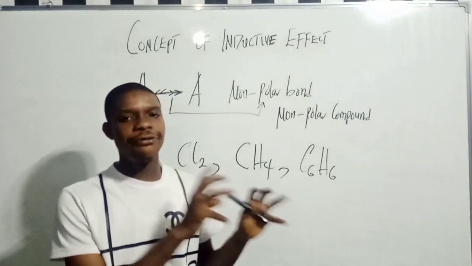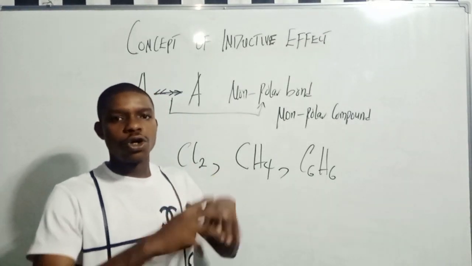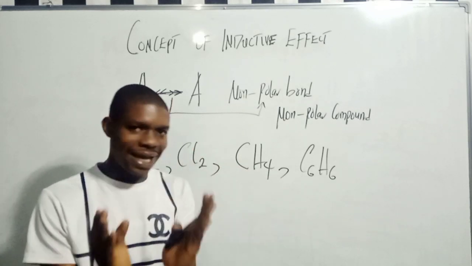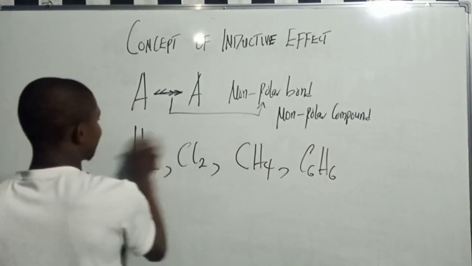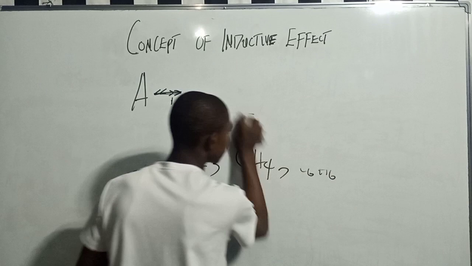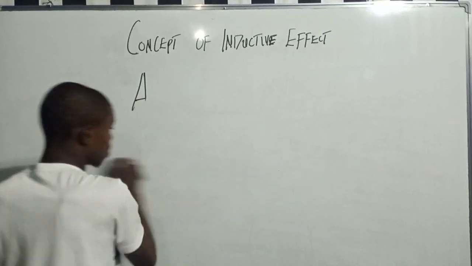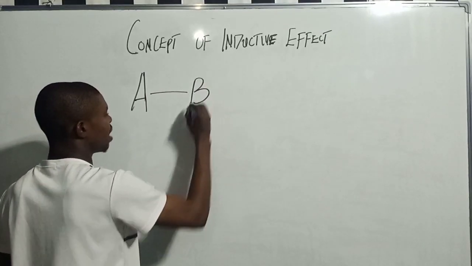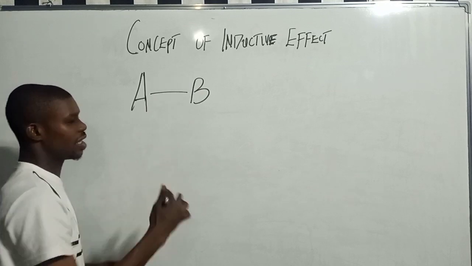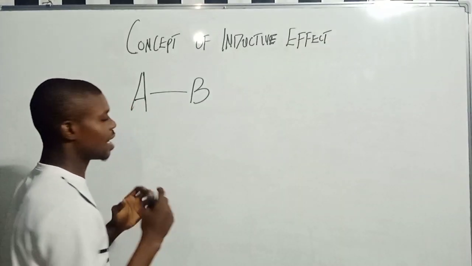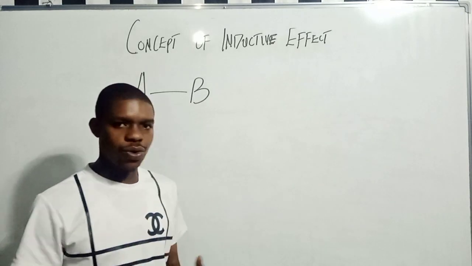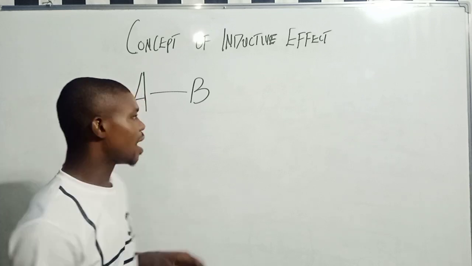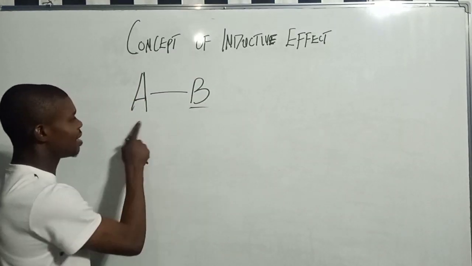Now, our main focus to understand the inductive effect is going to be on polar compounds, that is, atoms with different electronegative power. So if for example I have this compound here, A bonded to B right here, this is the bond. It has two bonding electrons. Now let's imagine that the two atoms do not have equal electronegative power. One is higher than the other. Now let's imagine that B is higher than A.